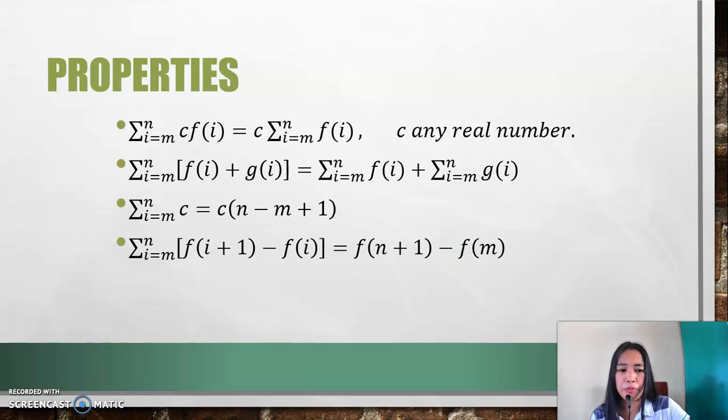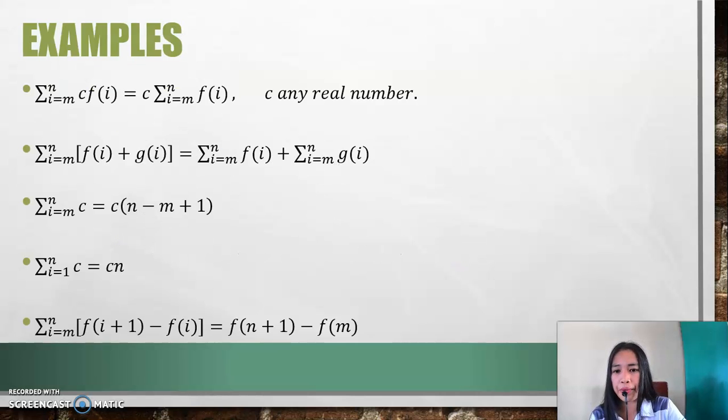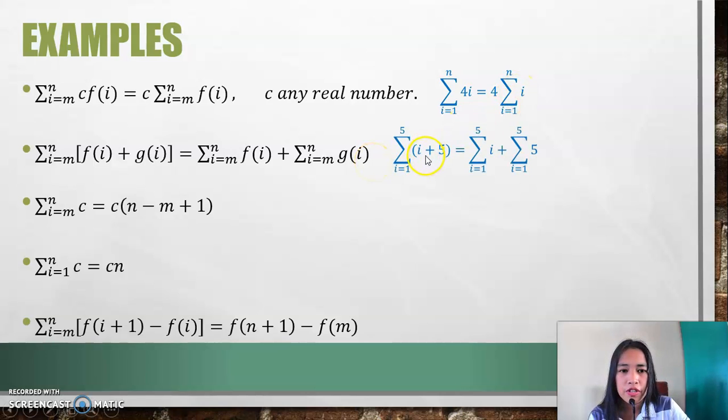So, let's have an example on the illustration of the different properties. For the first property, we have the summation of 4i from i equals 1 to n. We can factor out the 4, so it is 4 times the quantity of i from i equals 1 to n. I just take out the 4, which is the constant c. For our second example, the constant 5 is just one term, so it can be separated. Let's have another example.